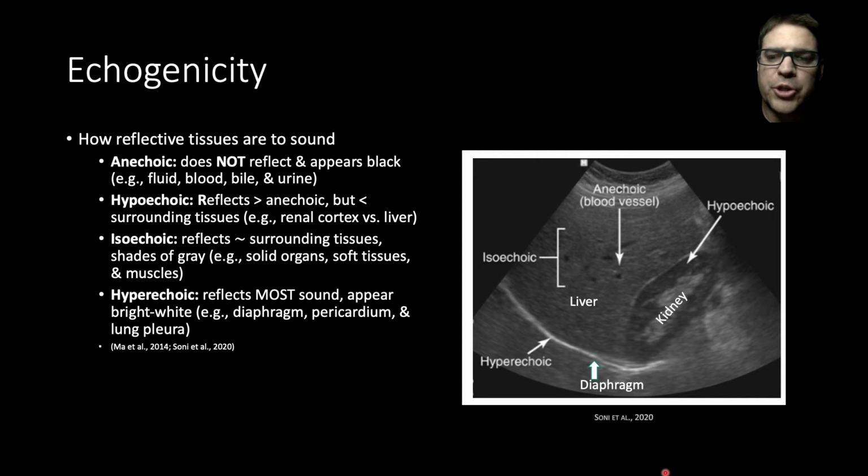Hyperechoic tissues or structures reflect most sound waves and appear bright white on ultrasonography. Calcified, fibrous, or dense structures, such as the diaphragm, pericardium, and lung pleura, appear hyperechoic. And right here is an example of the diaphragm and of hyperechoic tissue. Some structures, such as bones, are extremely hyperechoic, and they create shadows due to an almost total reflection of sound waves, which often prevent the visualization of underlying structures.